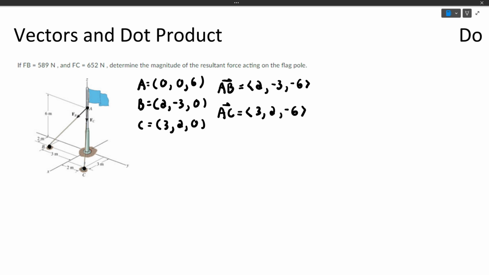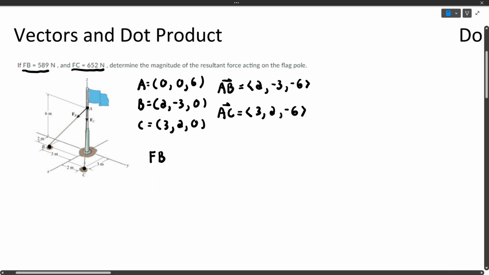So in order to find the magnitude of the resultant force, we first need to figure out what the vector components of the force are for each of these. So we have FB's force and FC's force right here. In order to calculate the force of each of these, it's FB times our unit vector for AB, so I'm going to redraw this, times UAB. And then the other one is going to be FC times the unit vector of AC.